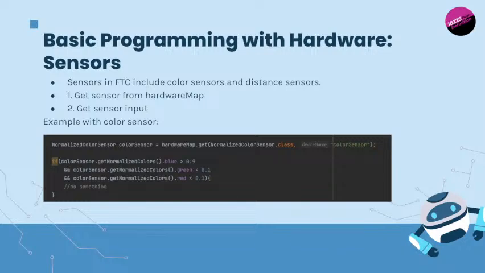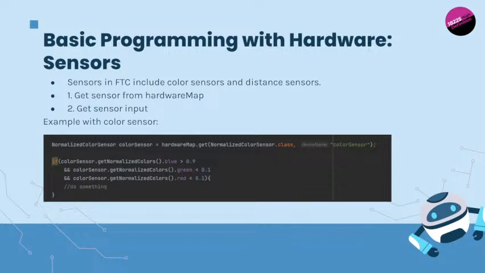So motors and servos, right? So another thing in FTC is sensors. There are various types of sensors in FTC. There's a distance sensor, which is used to measure distance. There's a color sensor, which can get color, but also has a little distance sensor attached to it. And there's also a switch sensor, I think, like a button.